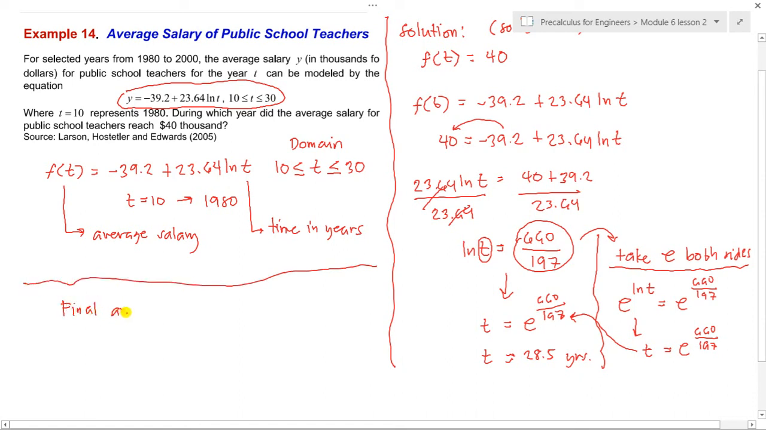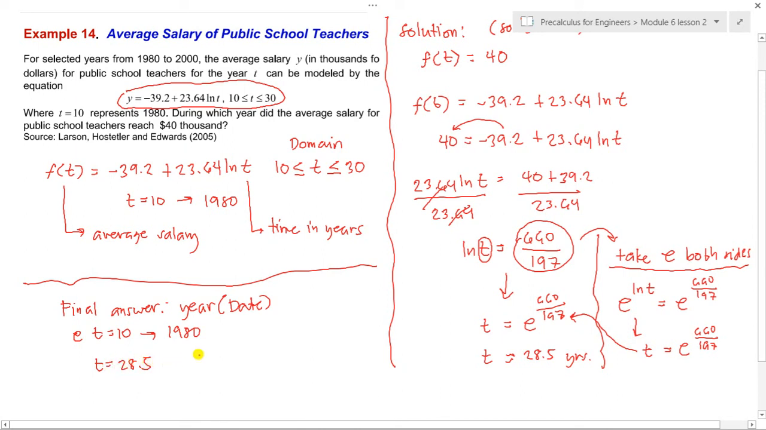The final answer is the year. This refers to the date. Since our domain, or our time, started at t, at t equals 10 years, that is the year 1980. How about if t is 28.5?